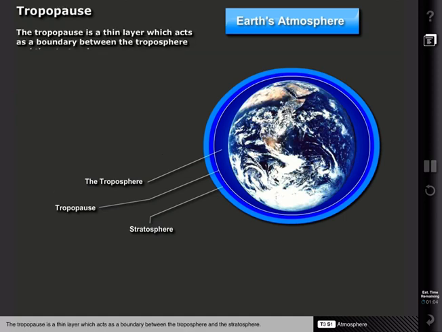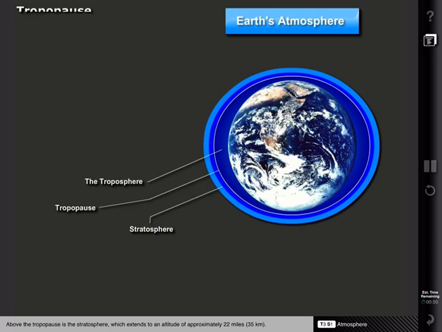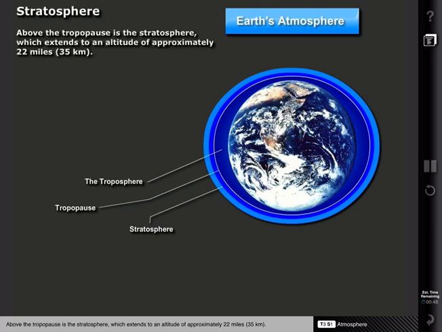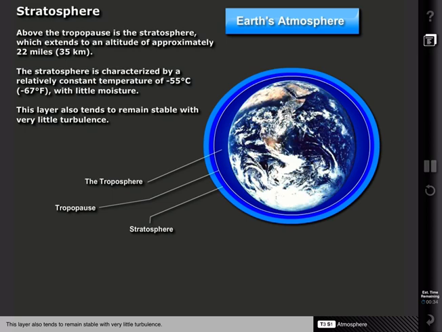The tropopause is a thin layer which acts as a boundary between the troposphere and the stratosphere. In the tropopause, the air temperature ceases to cool with altitude and the air contains very little moisture. Above the tropopause is the stratosphere, which extends to an altitude of approximately 22 miles. The stratosphere is characterized by a relatively constant temperature of -55 degrees Celsius with little moisture. This layer also tends to remain stable with very little turbulence.